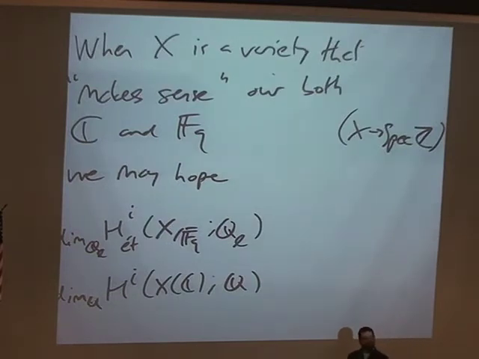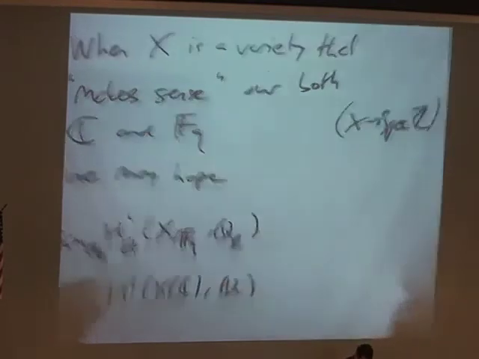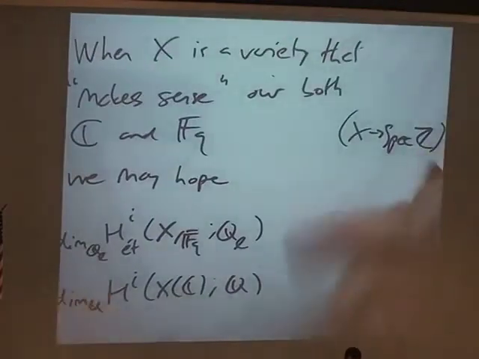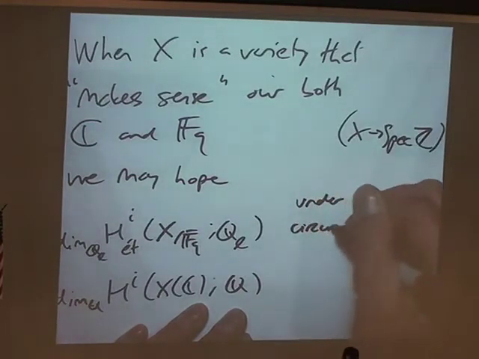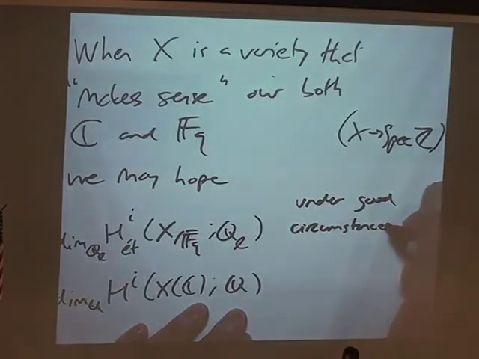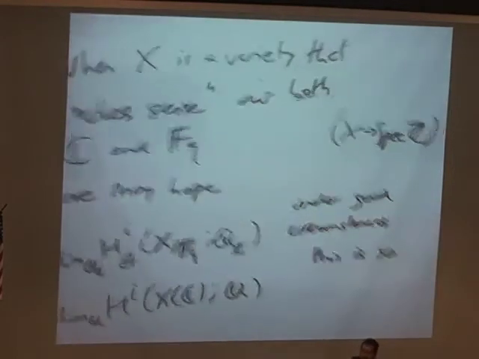Of course, there's also the issue that in order to use this formula, I not only have to tell you the dimension of the étale H^i, I have to tell you how this Frobenius operator acts on it. That's a challenge too. Still, let's see how this plays out in the case that we've discussed. Under good circumstances, again being vague, this is so.